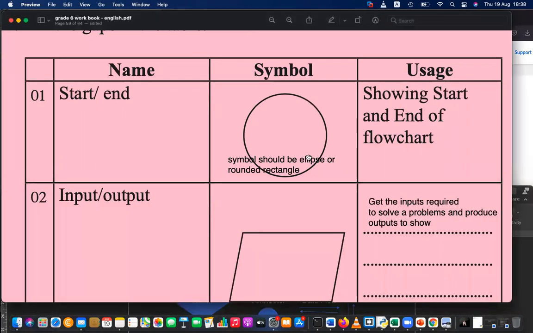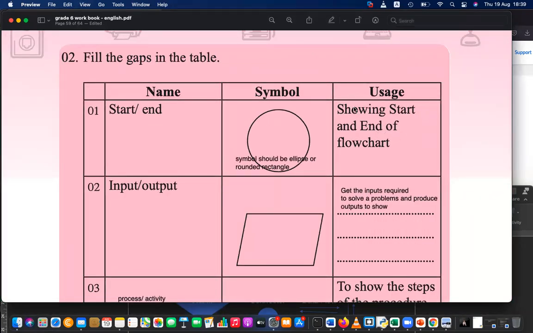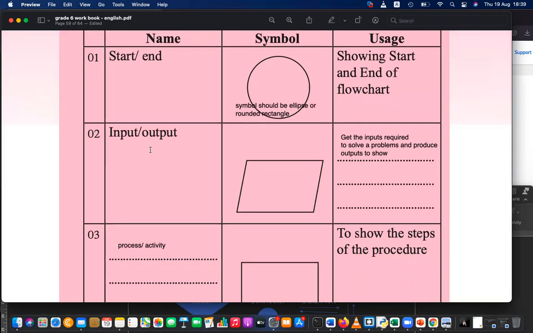That's why I wrote here, the symbol should be an ellipse or rounded rectangle. That is the correct symbol, right? That shows start or end, because this circle is a connector. So this is wrong. Even if you browse the internet, you will not get this kind of symbol for start and end. It can be an ellipse or rounded rectangle only, not a circle. But they have given a circle. That's wrong, right?